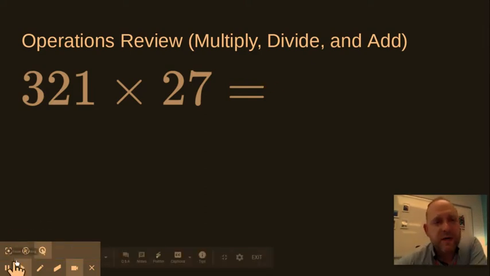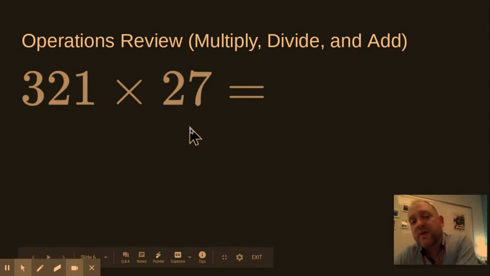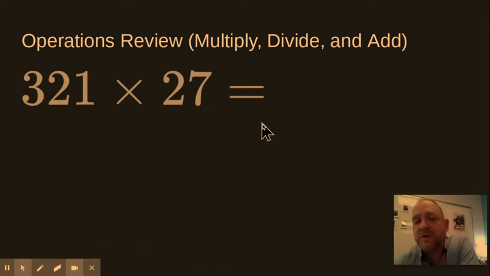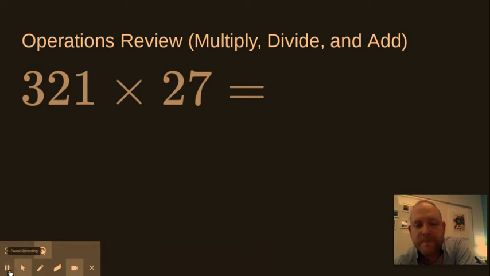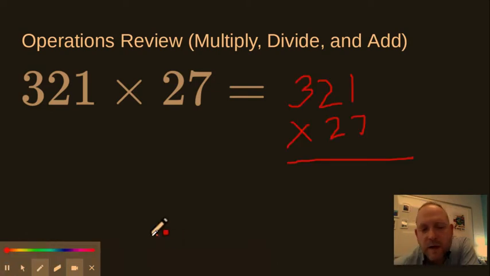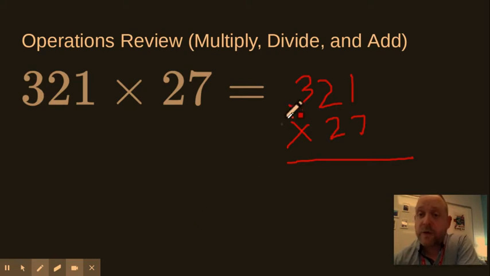So here we go. First thing I've got for you is 321 times 27. I want you to rewrite that on a piece of paper. Try it out. We will go over the answer in just a second, but try it on your own first. All right, guys and gals, so we have 321 times 27. I just rewrote it over here because it's much easier that way.